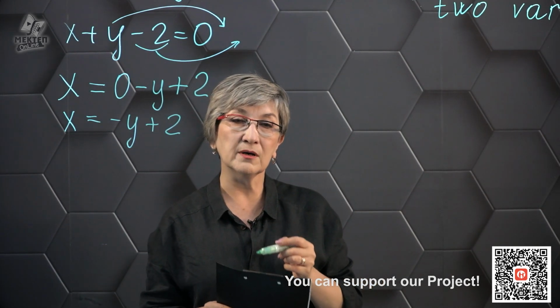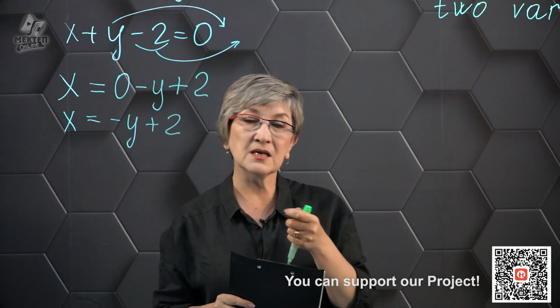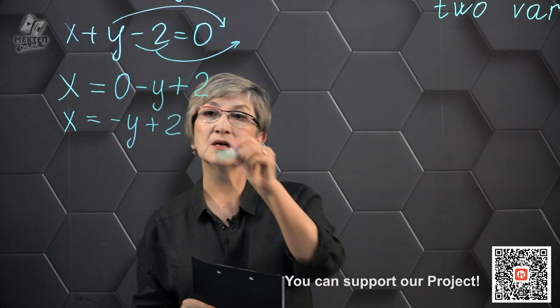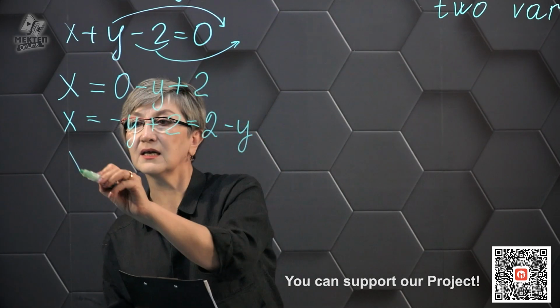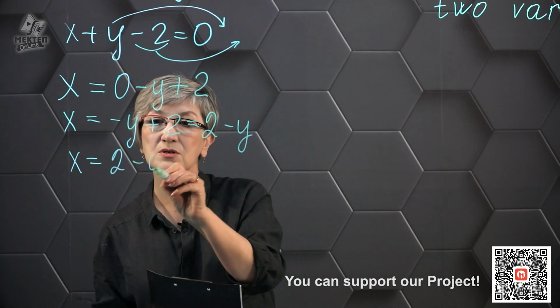But in math, it is not customary to write down the first summand if it is negative. So if it is possible, we will rearrange these summands. The result will be 2 minus y. And then x will equal 2 minus y.